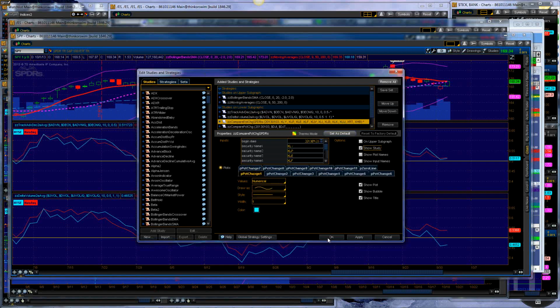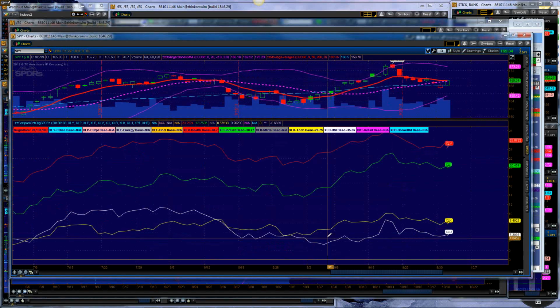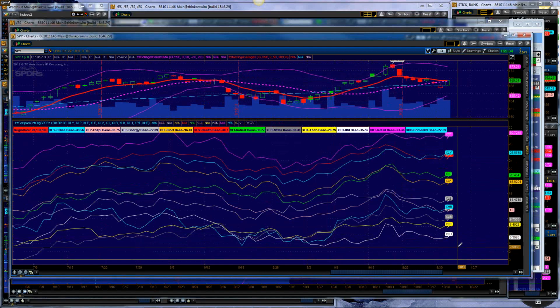So looking at the sectors. Looks like we had broad agreement with yesterday's rally among the sectors. Looks like all of them turned slightly positive on the day.